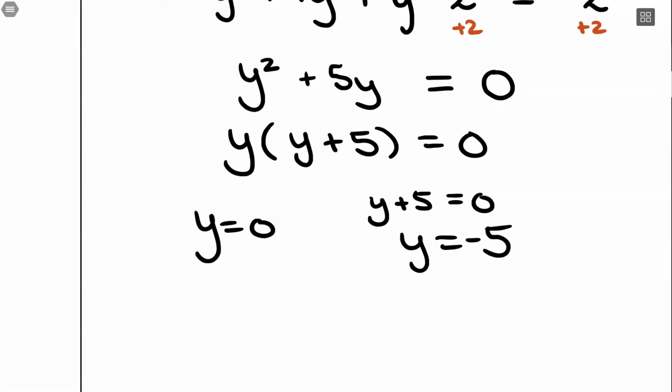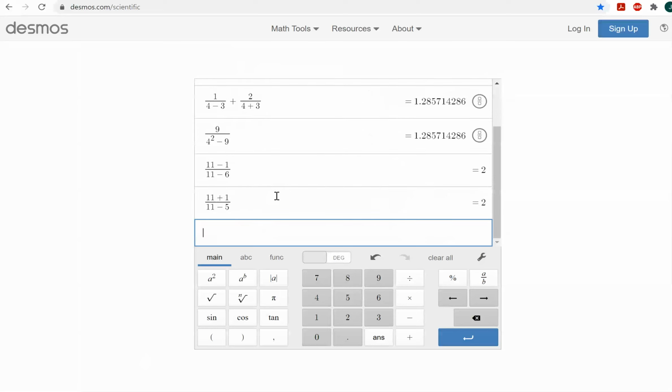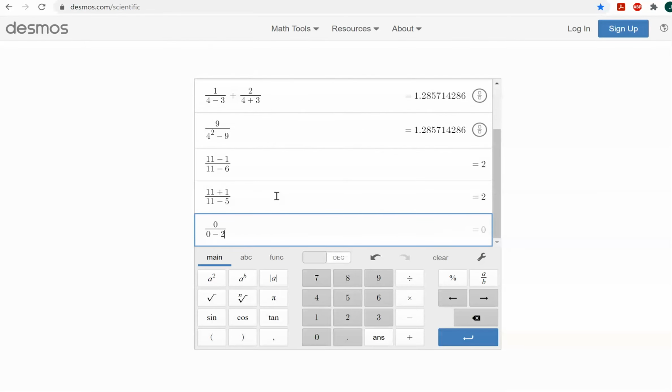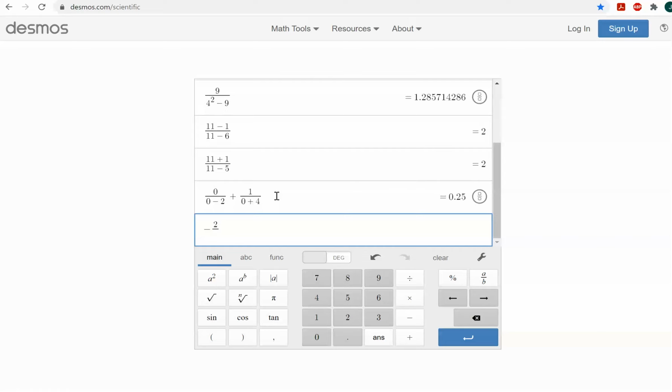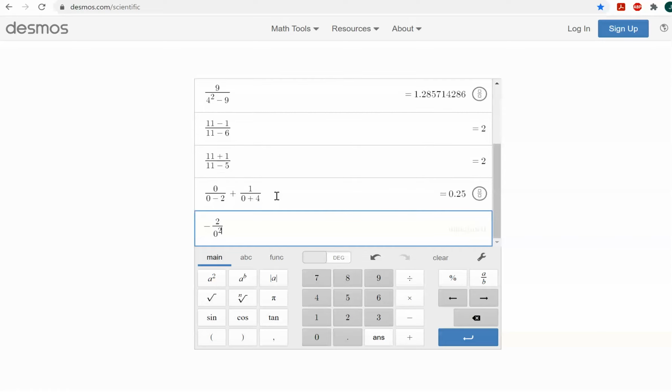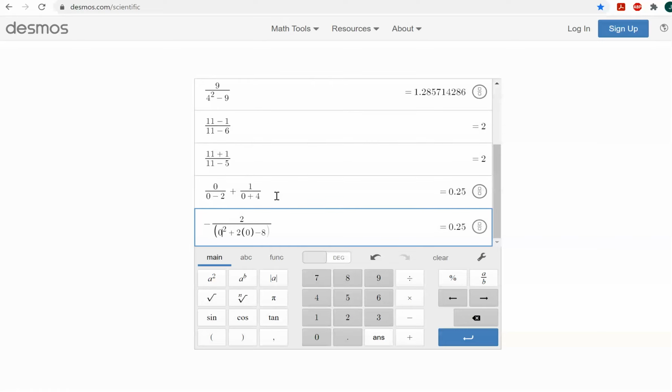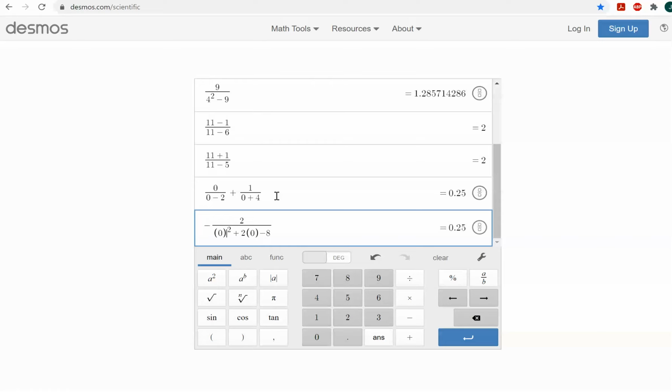So plugging them in, just looking at the denominators, both look okay, but let's just make sure. So we're going to have 0 over 0 minus 2 plus 1 over 0 plus 4 for one side of the equation with y equals 0. And then the other side of the equation is -2 divided by, we're doing 0 squared, plus 2 times 0 minus 8. So I'm just going to throw some parentheses around that 0 there just to help me out with my next piece. Okay, so I see that that all balances out, which is awesome.